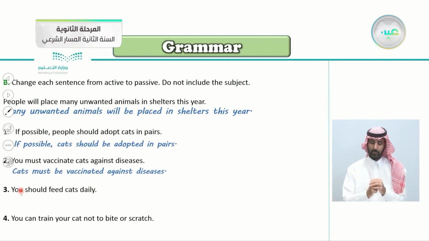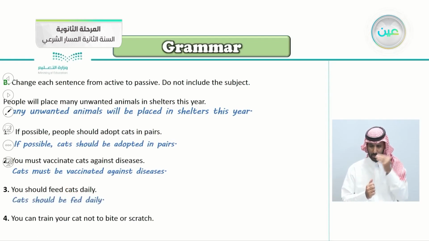Number three, you should feed cats daily. The verb here is feed. So who is doing the feeding? The subject, you, and who is the object? Cats. I think now it's getting easier. So we say yes, cats should be fed. The past participle of feed is fed daily.